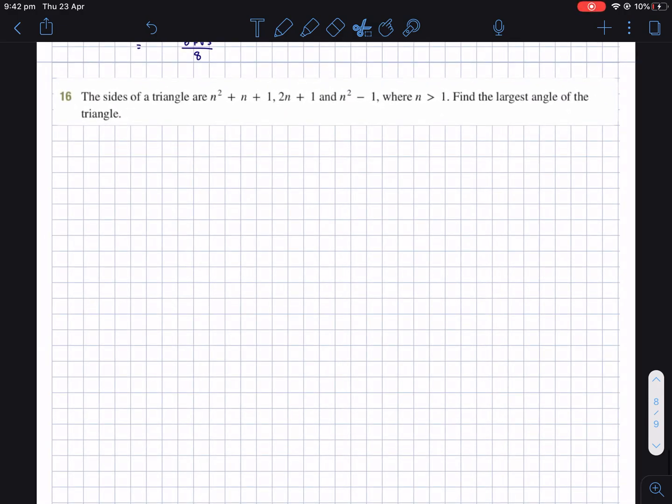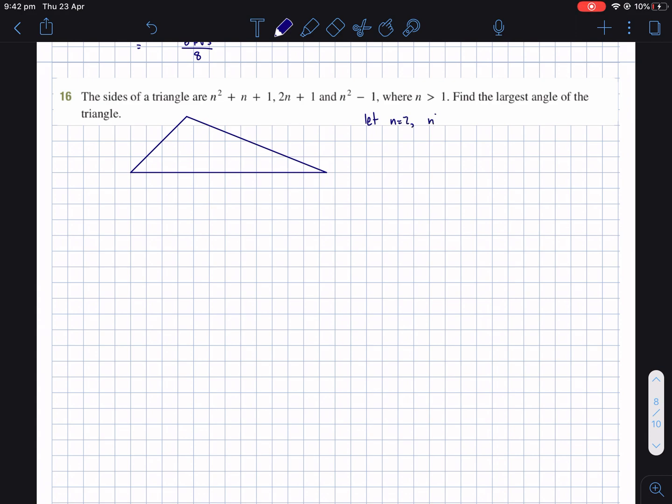All right, question 16. Bit of a bummer of a question. So, we've got three sides. We don't know which one's the longest, so I'm just going to let n equal 2 and figure out which one's the longest.